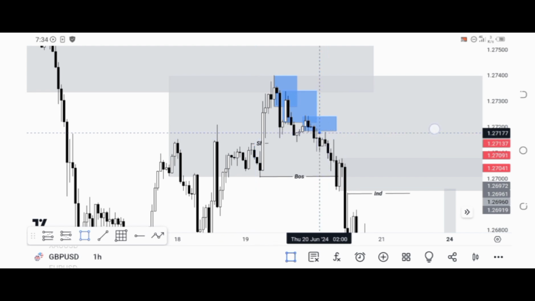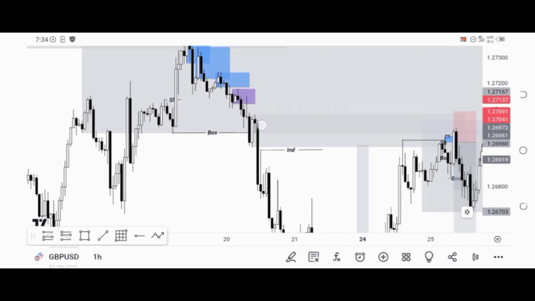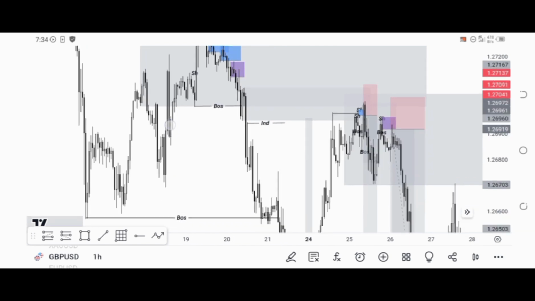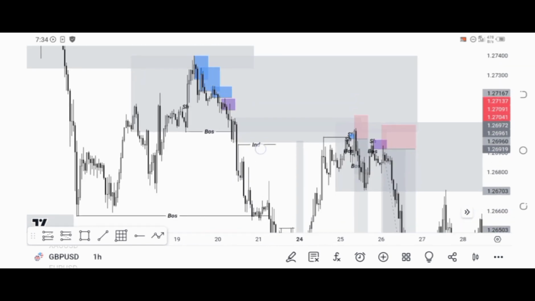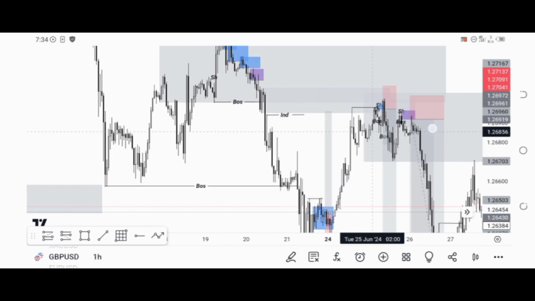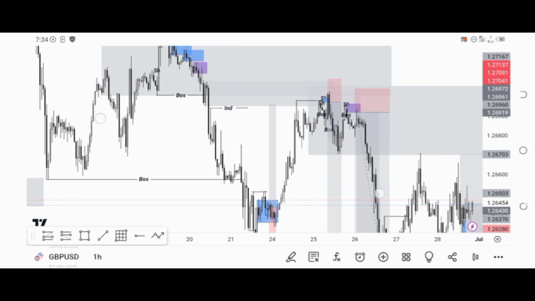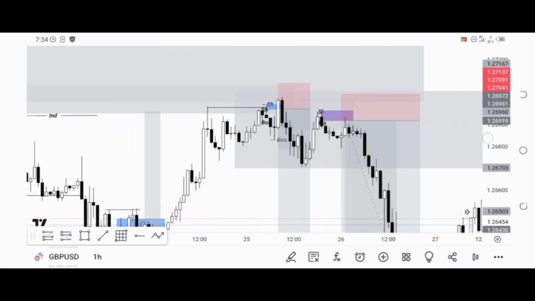So what do I see? It has been mitigated. So all these zones have been mitigated. Then this is the last order block here. So what did price do? Price went down, gave us a break of structure here. Gave us this break of structure here. Then it did what? It retraced back to this zone here. It retraced back into this zone.